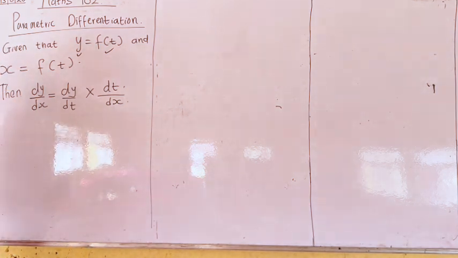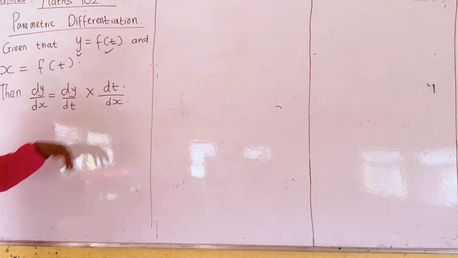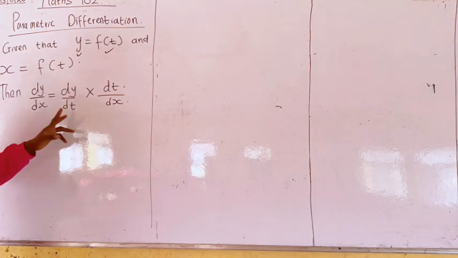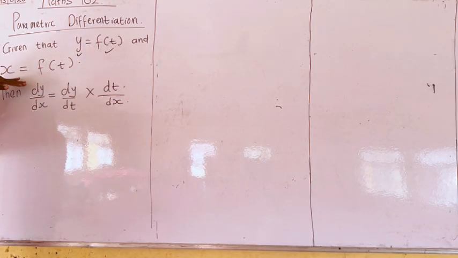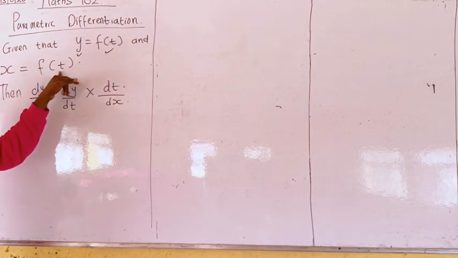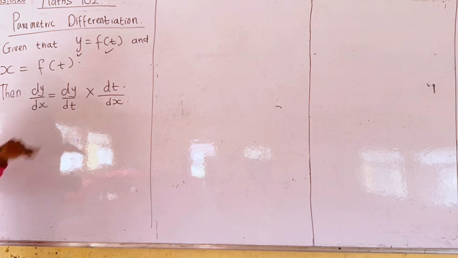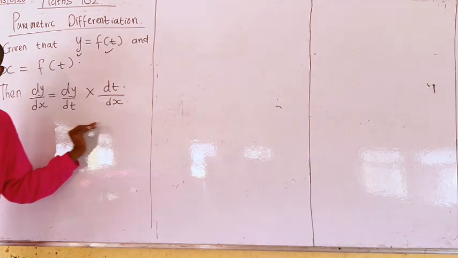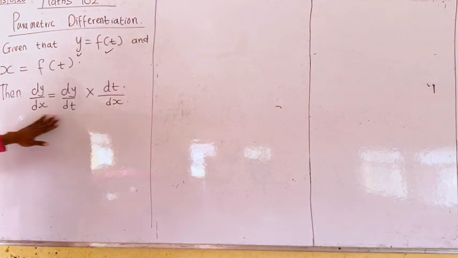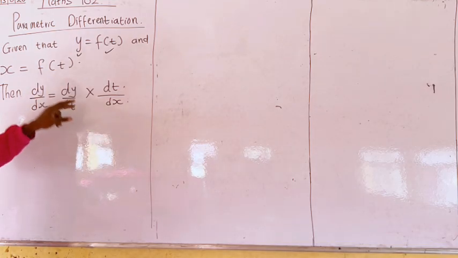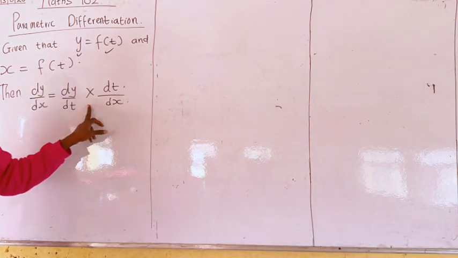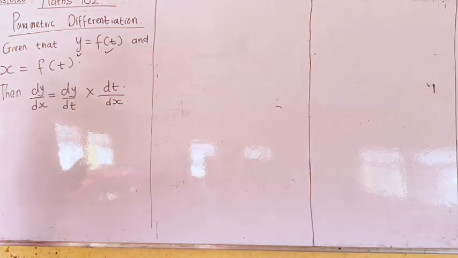So ask your question. You said dt/dx. Are you differentiating t with respect to x or x with respect to t? Here we actually differentiate x with respect to t, but there is a way I will show you. For now just take this as the formula. So it's somewhat like the chain rule: for us to find dy/dx, we have dy/dt multiplied by dt/dx.